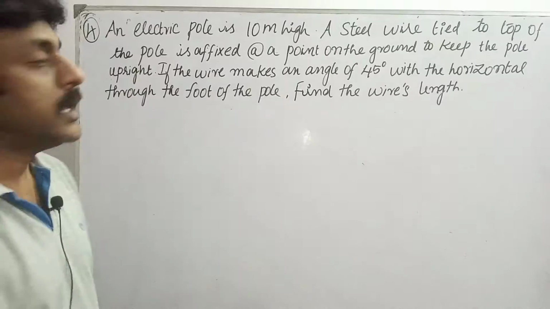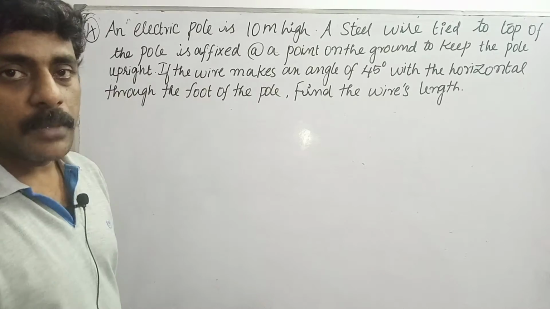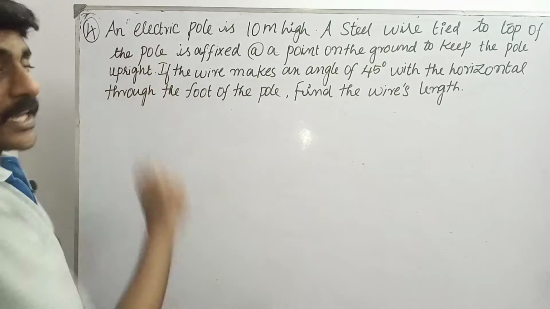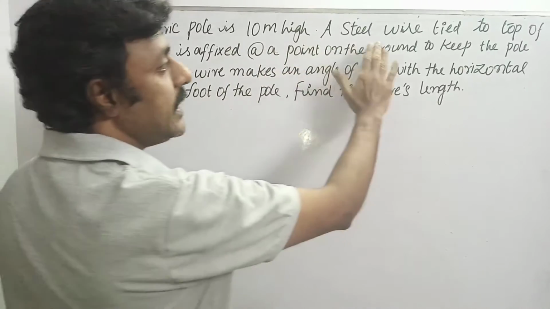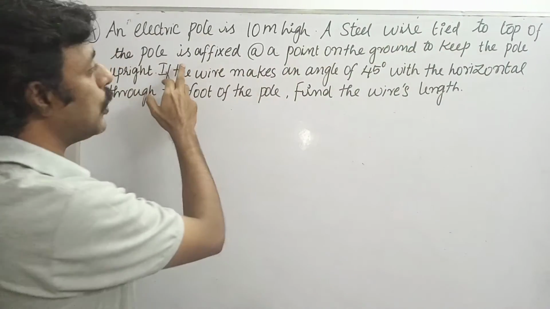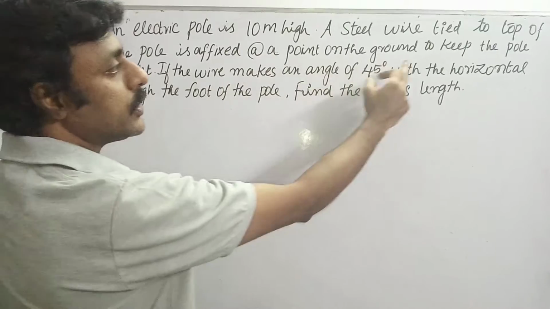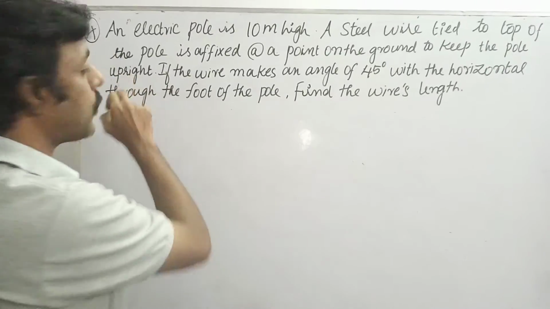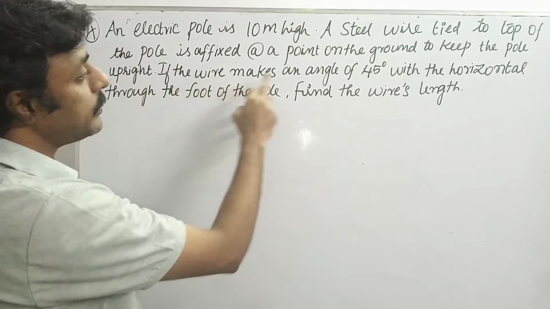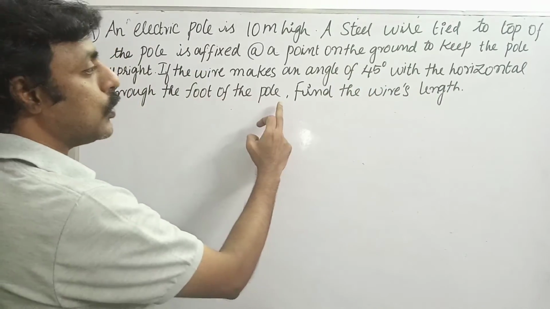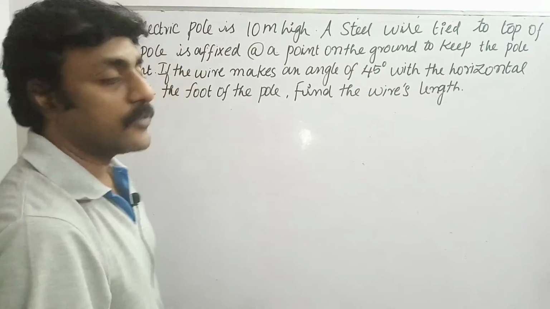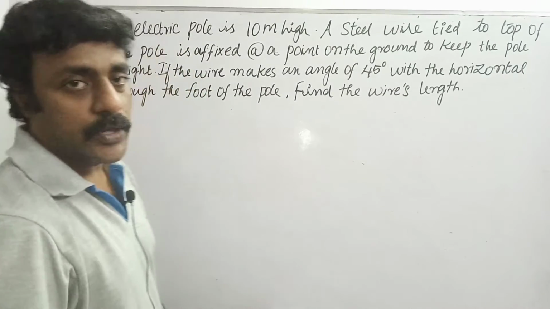Okay, fine. So now let's get into problem number 4. Problem number 4 states that an electric pole is 10 meters high. A steel wire tied to the top of the pole is affixed at a point on the ground to keep the pole upright. If the wire makes an angle of 45 degrees with the horizontal through the foot of the pole, find the wire's length, or the length of the wire.